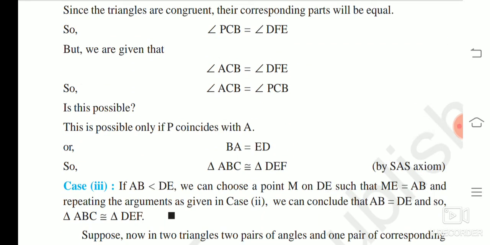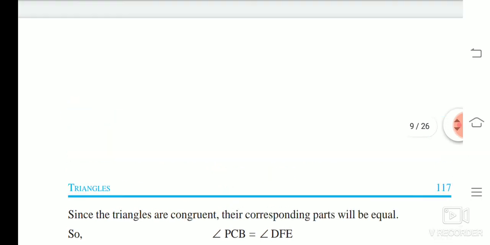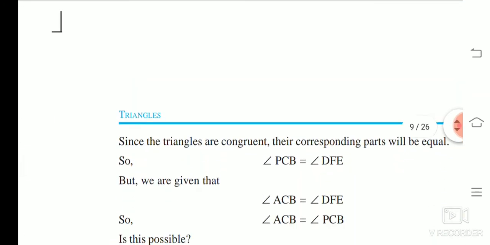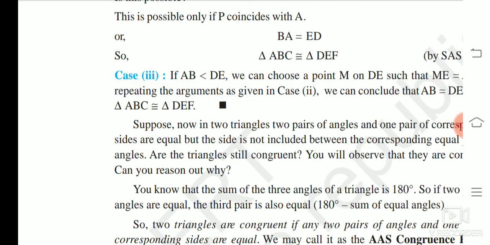Corresponding parts are equal, so angle PCB equals angle DFE. Similarly, angle ACB equals angle DFE. So is this possible? This is possible only if P coincides with A. So BA equals ED, the whole side BA of the triangle ABC equals ED. So triangle ABC is congruent to triangle DEF.